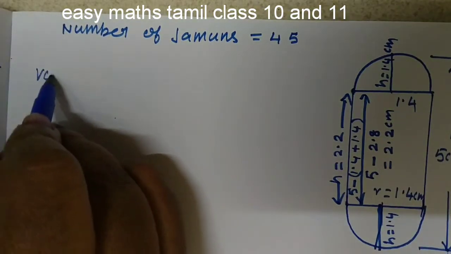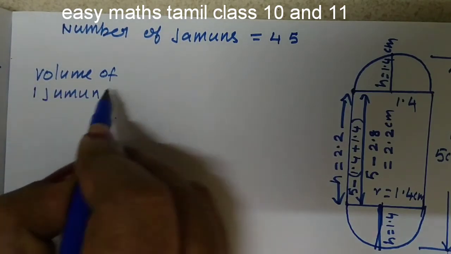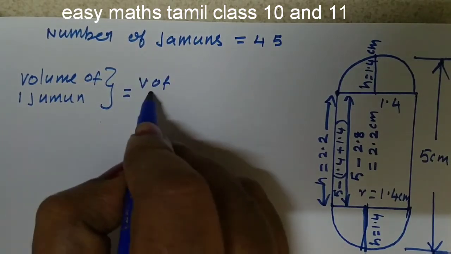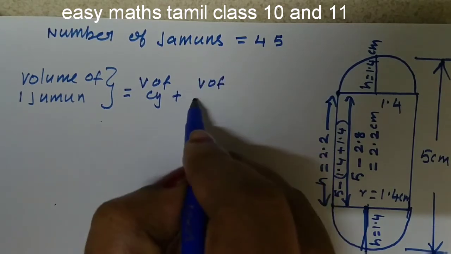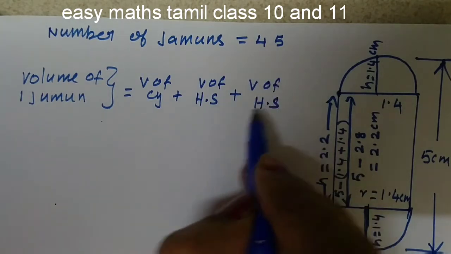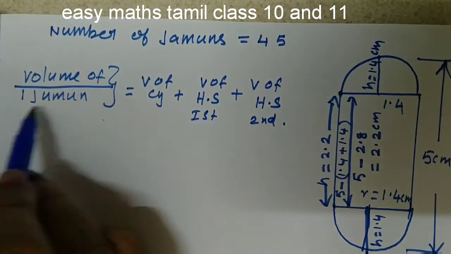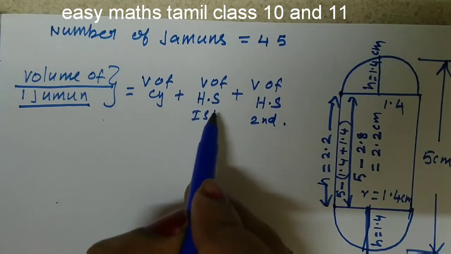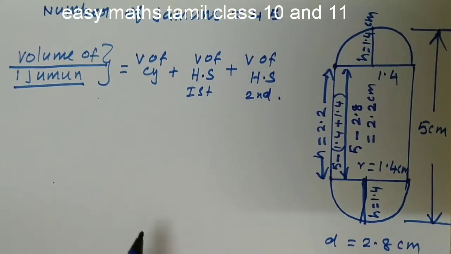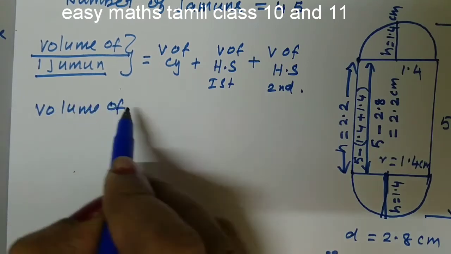First calculate the volume. The volume of 1 jamun equals volume of cylinder plus volume of first hemisphere plus volume of second hemisphere. Now after calculating the volume of 1 jamun, we have to calculate the volume of 45 jamuns.